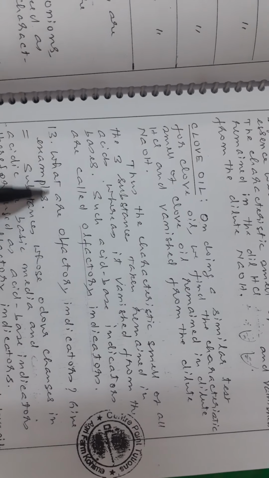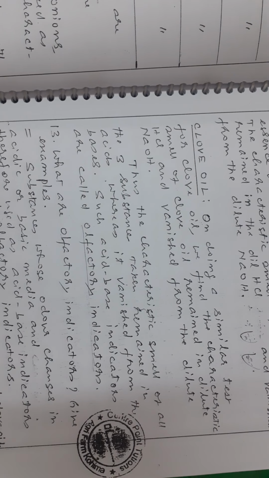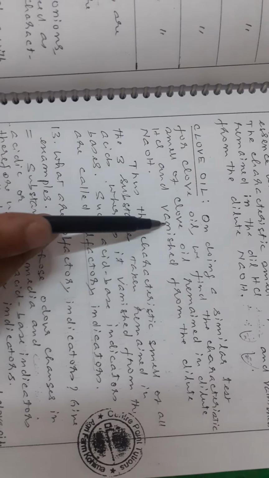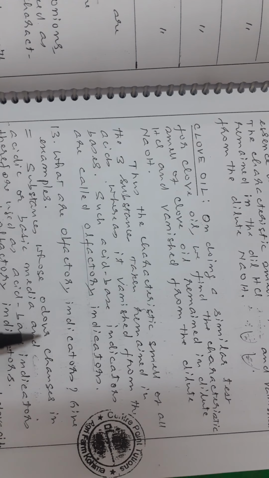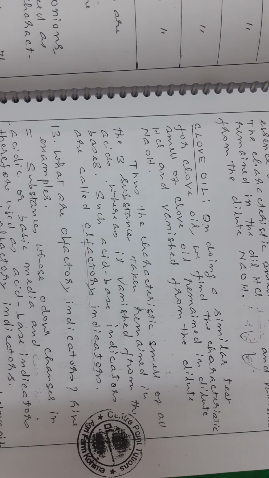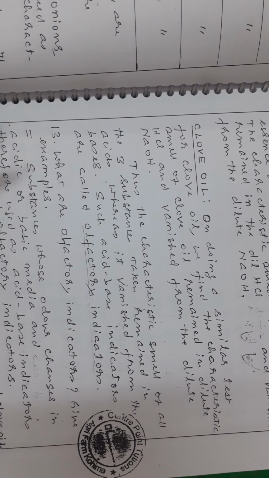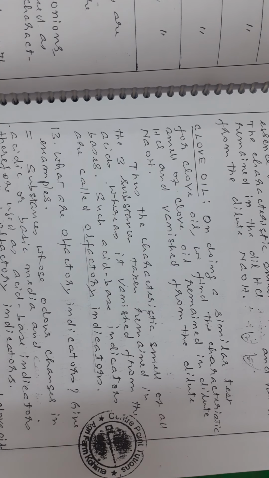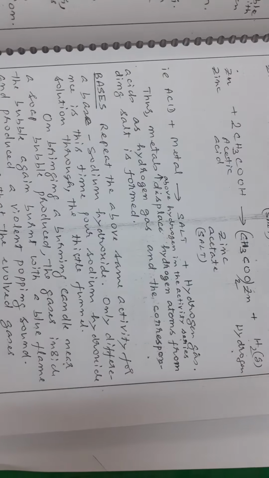So what are olfactory indicators? You read them yourself. Substances like clove oil and vanilla, whose odor changes in acidic or basic media, and are therefore used as acid-base indicators on the basis of smell, not change in color, are called olfactory indicators. Examples: onion, vanilla essence and clove oil. Okay. Now we go to the next question.